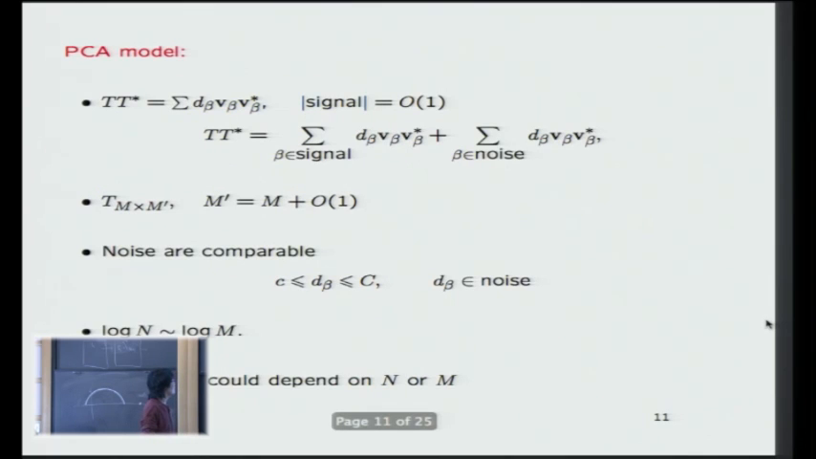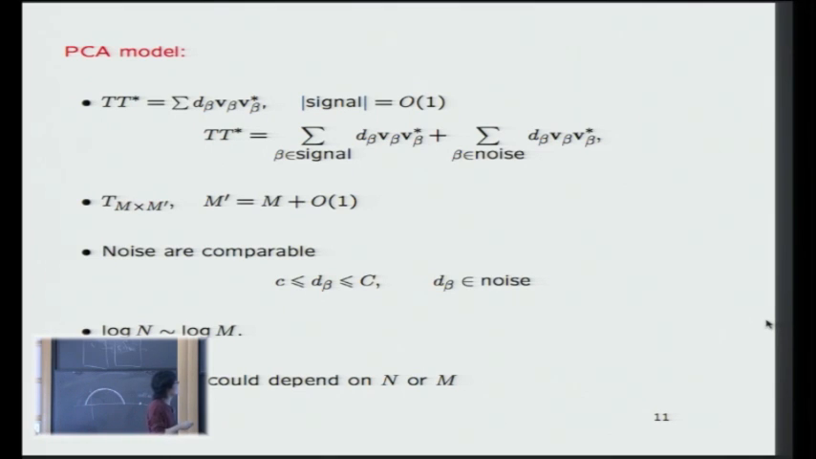Okay, so this is our assumption. Again, this TT*, this covariance matrix, has a noise part and a signal part. I assume the number of signals is order one. Of course, if you think there are many, many signals, then maybe you will not call them signals; you will still call them noise. In most papers they just assume this is order one, which means you will only see finitely many outliers. You will not see many eigenvalues jump out.